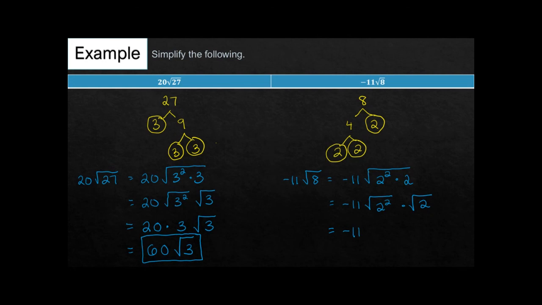So I've got negative 11 times, and then the square root cancels out the exponent of 2, which leaves me just a whole 2, the base, what's underneath it. And then I have my square root of 2. And then I multiply negative 11 times 2, so that gives me negative 22 times the square root of 2.